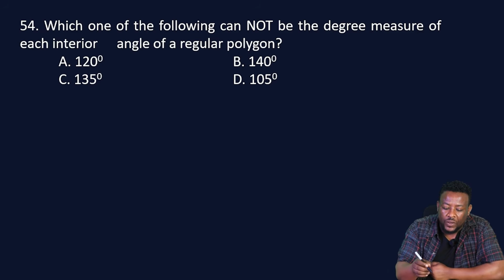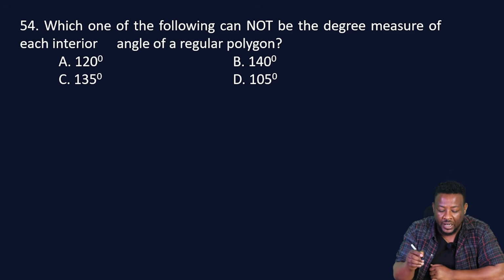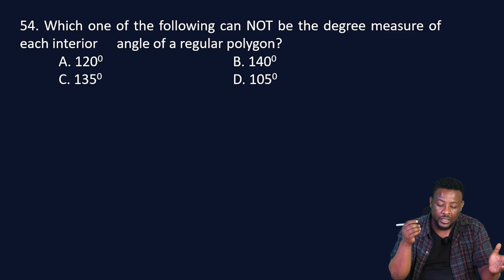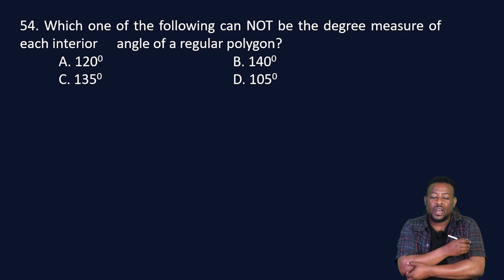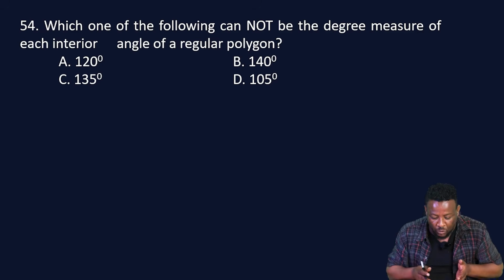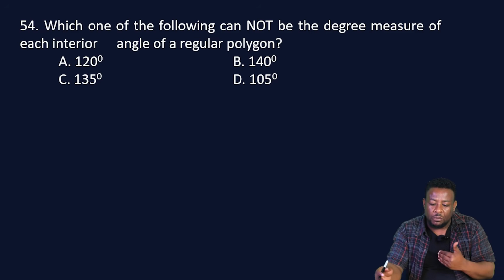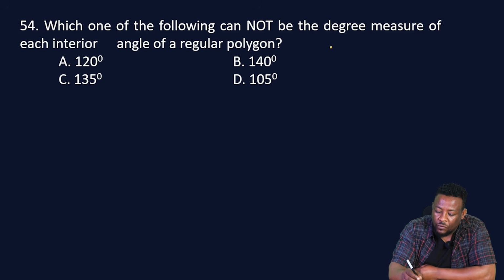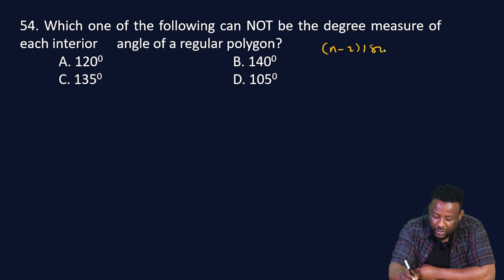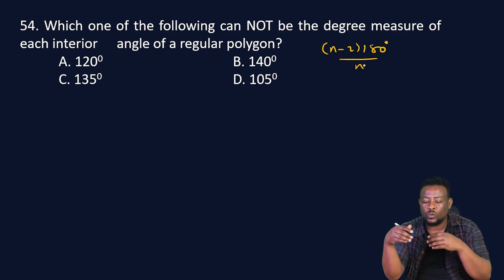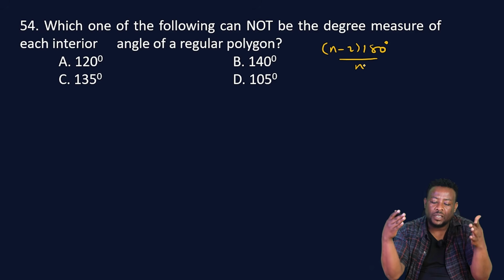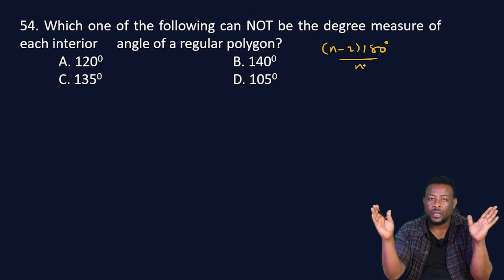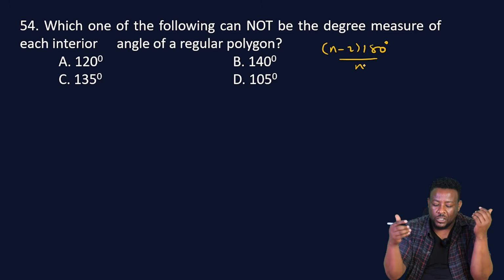Which one of the following cannot be the degree measure of each interior angle of a regular polygon? So the first thing: what is the degree measure of the interior angle of a regular polygon? The formula for the degree measure of the interior angle is (n-2) times 180 over n. This is the formula to determine the degree measure of the interior angle of a regular polygon.